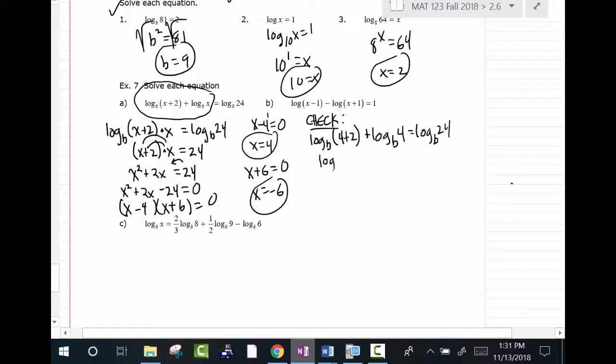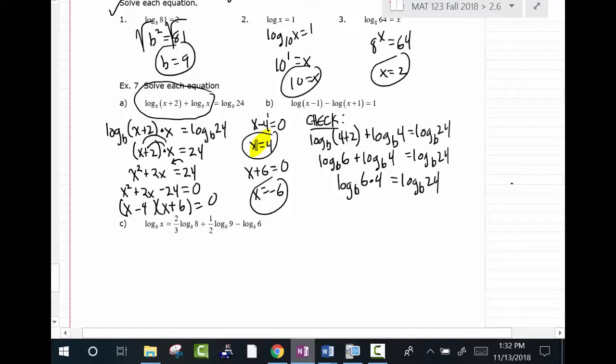We would have log base b of 6 plus log base b of 4 equals log base b of 24. All right, now let me see if you caught on to this. What do you do with two logs added? How do you put them together into one log? Multiply, good. That's a property we learned. So that left side becomes log base b of 6 times 4. Well, that's the same thing as 24. That one works. So that one is a solution to the problem.